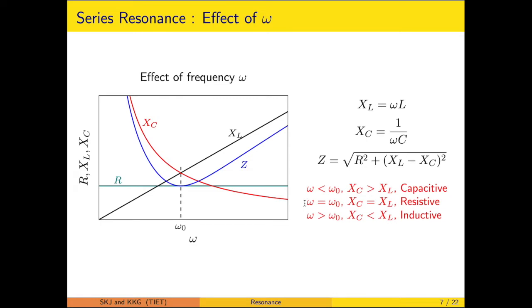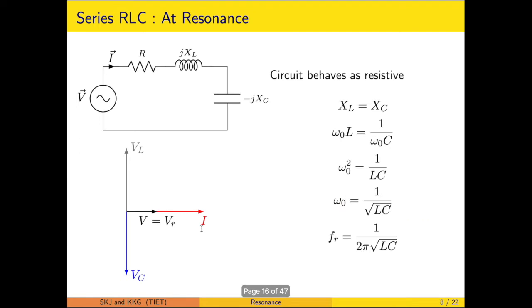So exactly at omega equal to omega 0, the inductive and capacitive reactances are identical, so they will be cancelling out each other, and the resulting impedance will be resistance, and the behavior of the circuit will be resistive. This is the condition which is regarded as the resonance condition, and omega 0 is the resonance frequency.